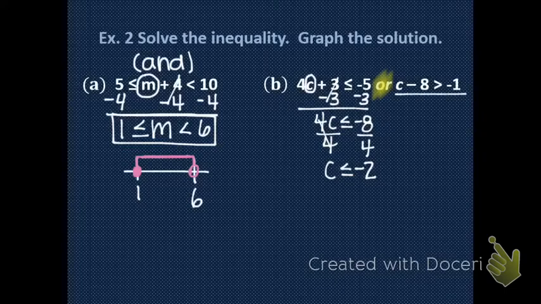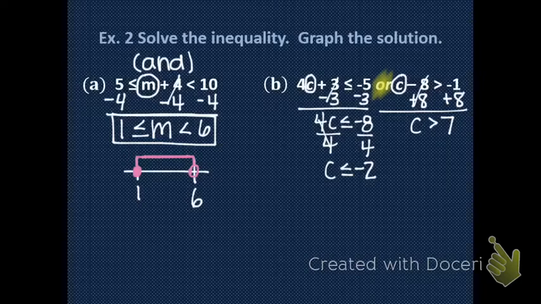Let's look at this second inequality. I'm still trying to get C by itself. This time, what do I have to do? I have to add 8 to both sides. So, C is greater. I got distracted. I have to add 8 to both sides. What is negative 1 plus 8? 7. Now, last question. And do I need to flip the sign? No, I do not.